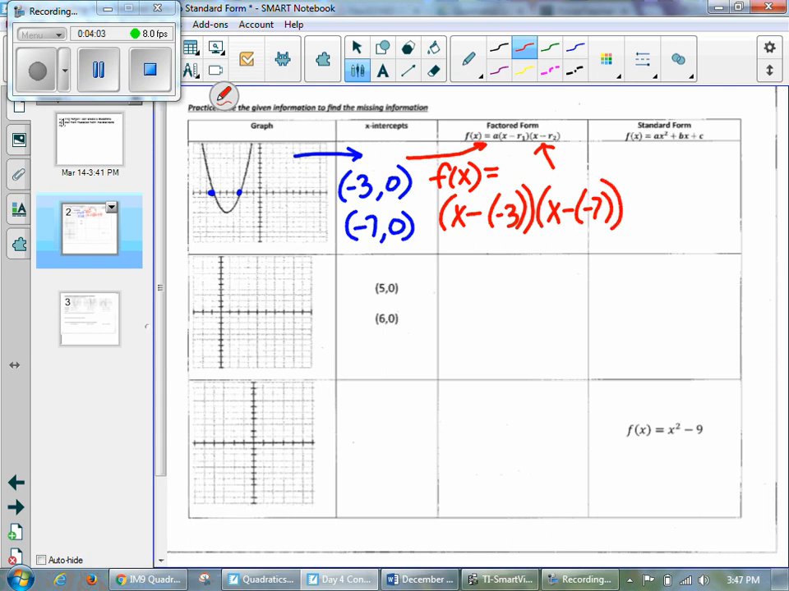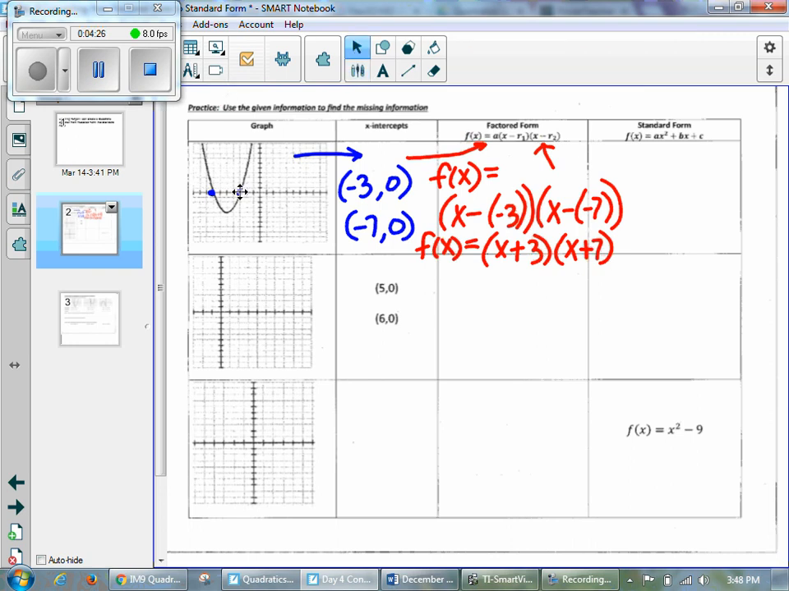Well, the reason I have -3 and -7 in double parentheses is so then you can change those to a plus sign. Double negatives turn into an addition sign. So take note that sometimes, although your values were originally negative, they're now positive in factored form. Take note that the factored form looks a little bit different than the x-intercepts, but they're related. Let's go ahead and convert factored form to standard form.